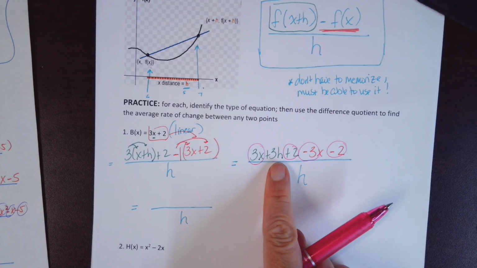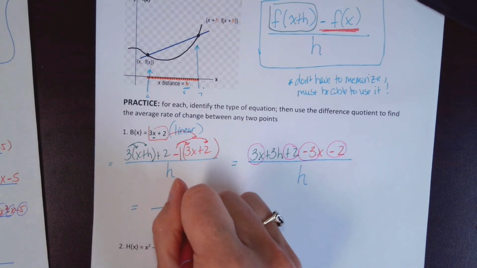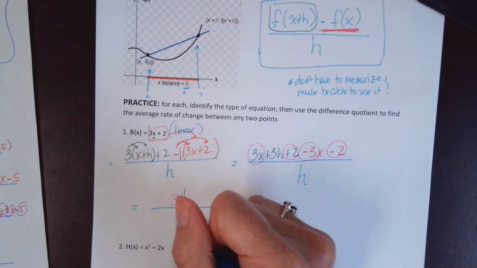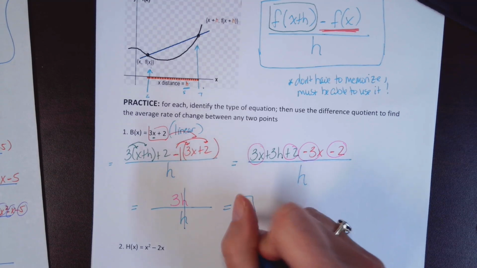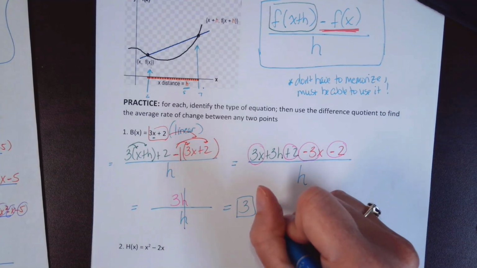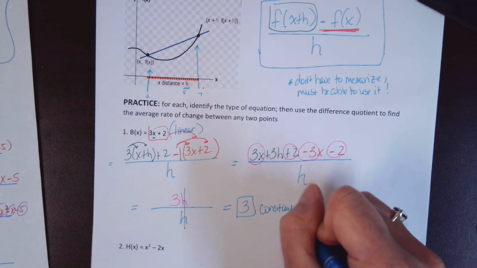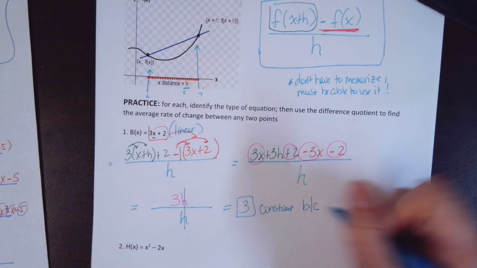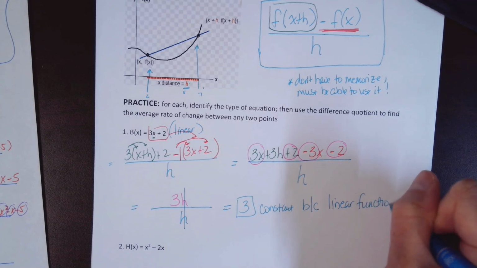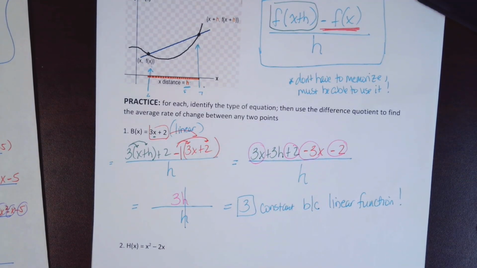So all I'm left with is 3h. And then I want to simplify. Anything over itself is just 1, and this simplifies to be 3. My difference quotient here is 3. It is a constant only because I have a linear function, and a linear function, a line, has a constant slope.